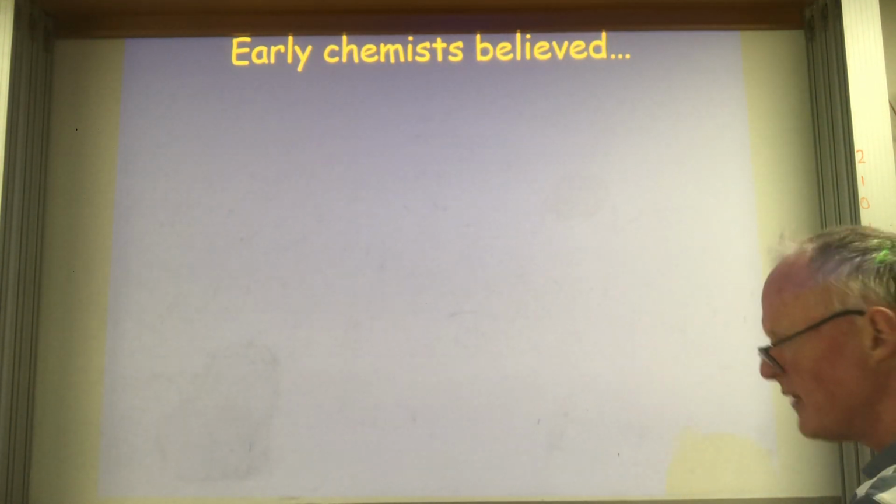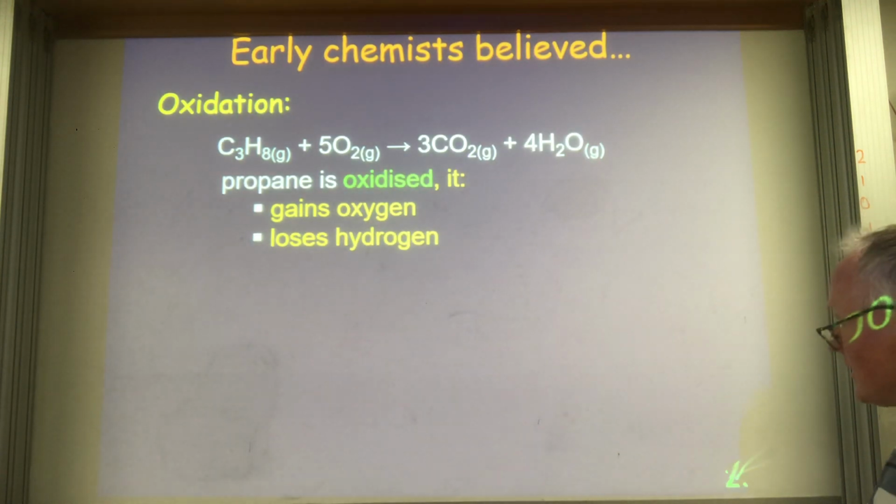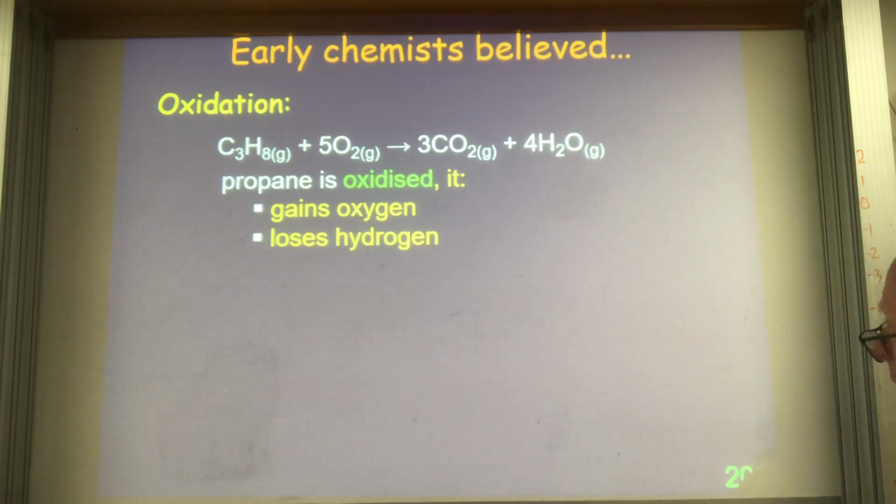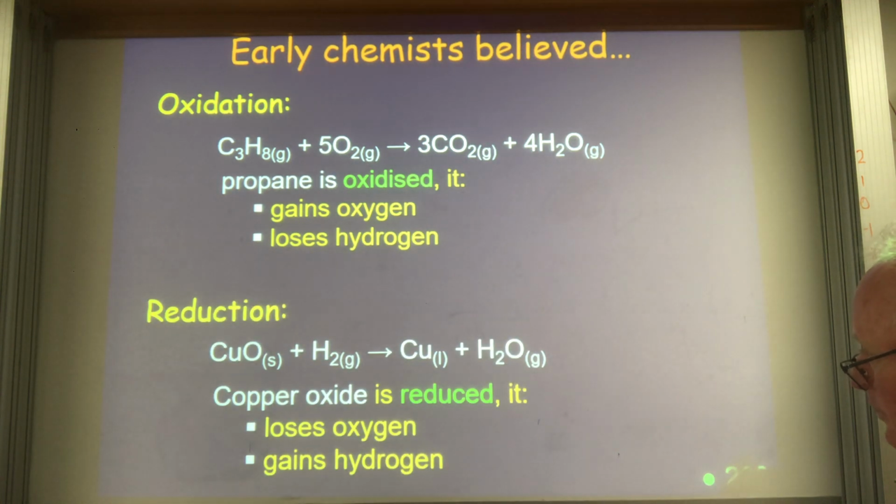Now, a bit of historical context here. Oxidation is called oxidation because initially it was thought of to be substances gaining oxygen. So we oxidise fuels, the propane gains oxygen, the propane is oxidised. So it gains oxygen, it loses hydrogen. Both were thought to be principles behind oxidation.